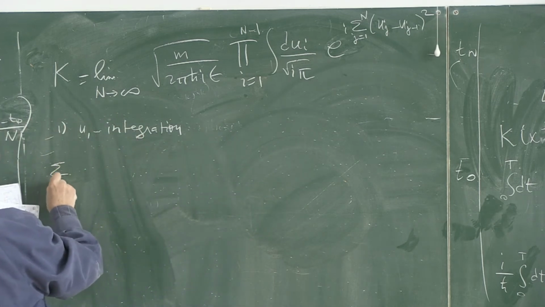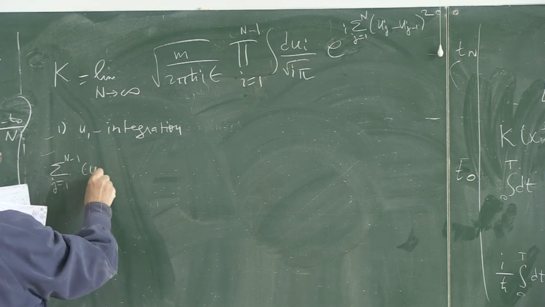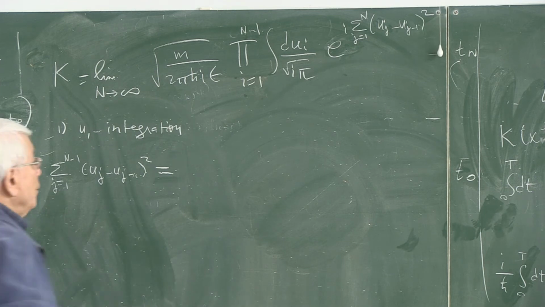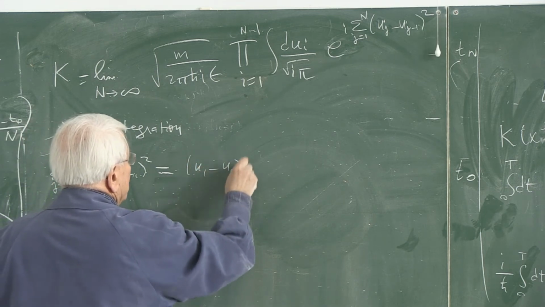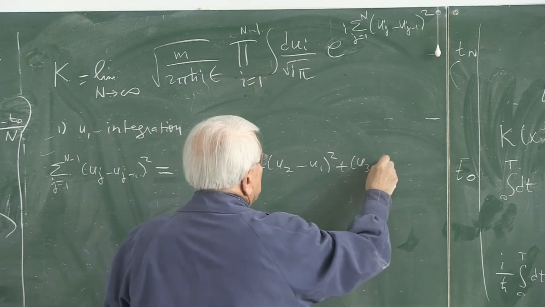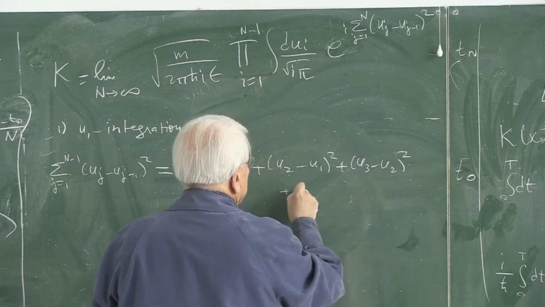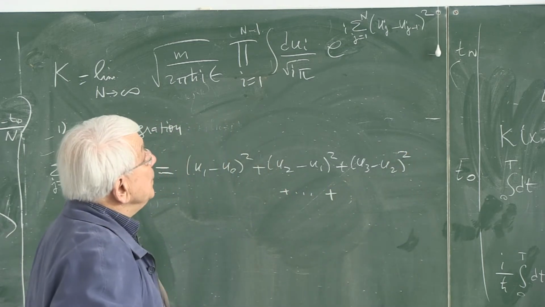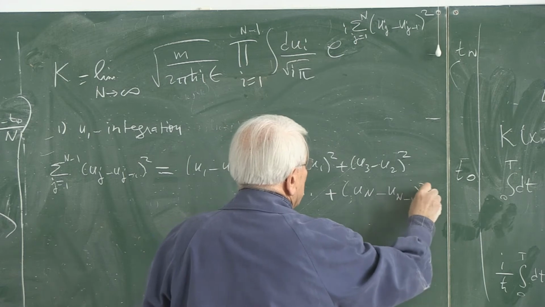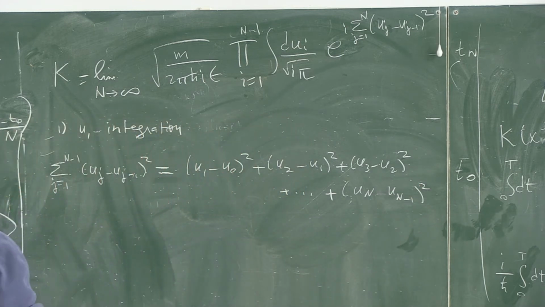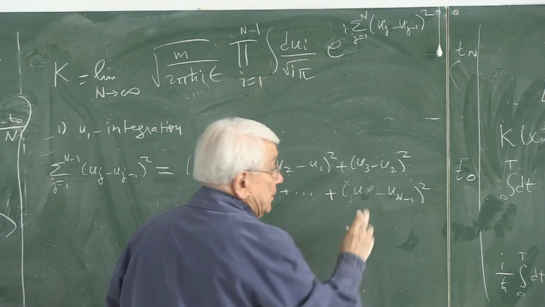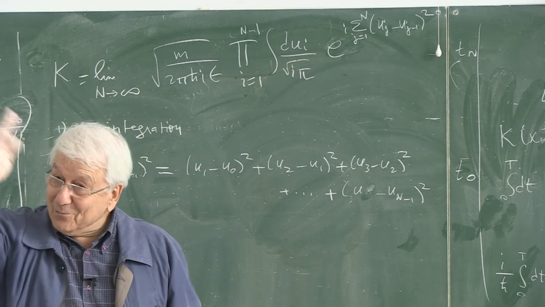Sum j equals 1 to n, u_j minus u_(j-1) squared contains what terms? It contains u1 minus u0 squared, u2 minus u1 squared, u3 minus u2 squared, all the way to the final point, which is n, u_n minus u_(n-1) squared. You say it's not a big deal, but you have to remember that the final point is fixed, and that is u really. You can drop this. That's x or u, which I labeled the final state.